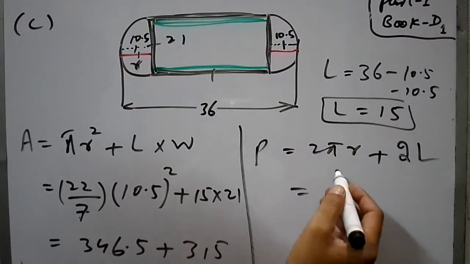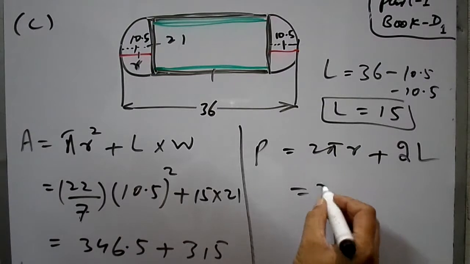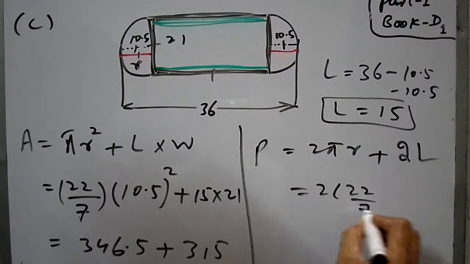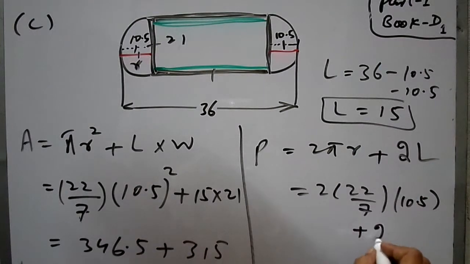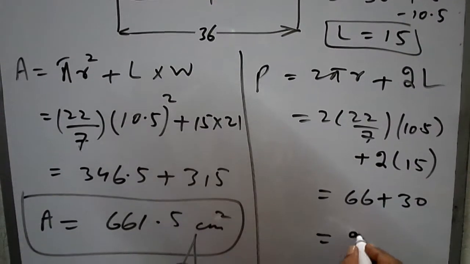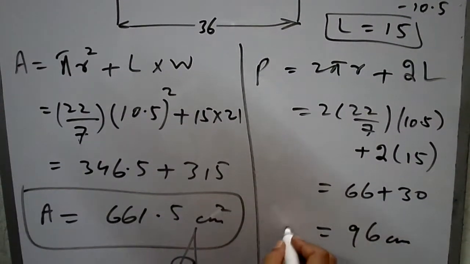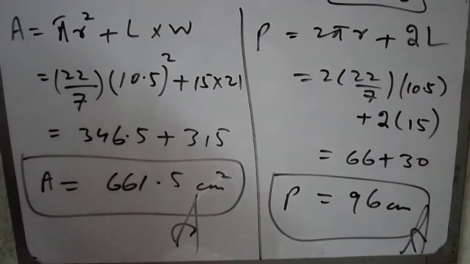So after simplification, you will get the value of 2 into 22 by 7 into 10.5 plus 2 into 15. So simplification, you will get 96 centimeter. So that is your perimeter. That is your answer. Coming to the D part.